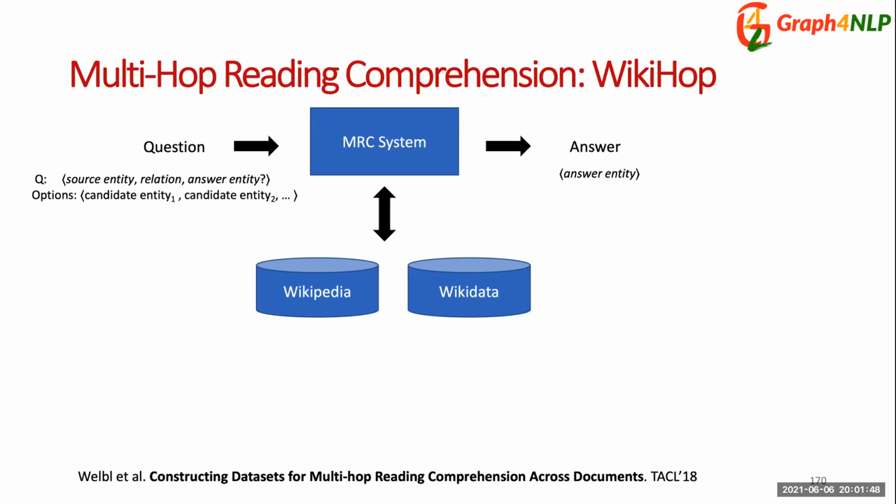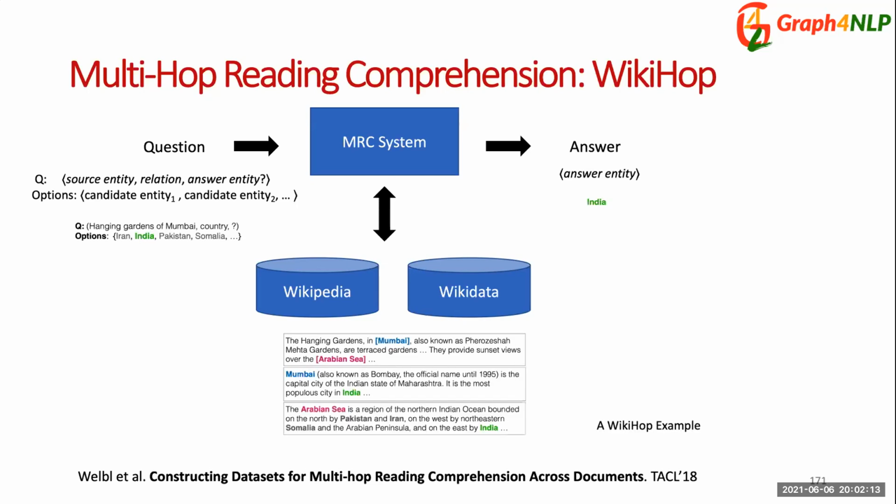In this task, we have questions which include the source entity, relation, and unknown answer entity, and also a list of options of candidate entities. So the task is, given an external resource that can be unstructured or semi-structured, for example, Wikipedia or Wikidata, select the corresponding answer entity. Here you can see some examples from WikiHop.